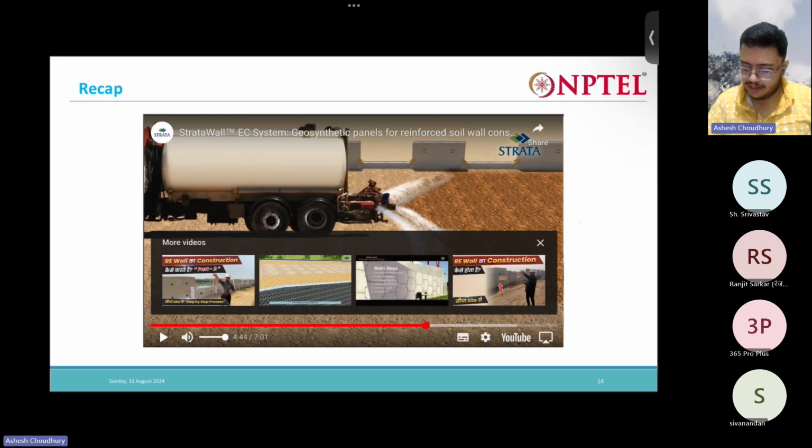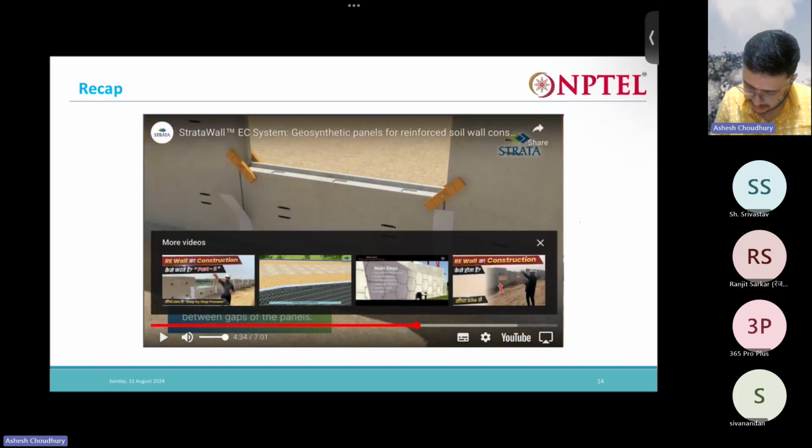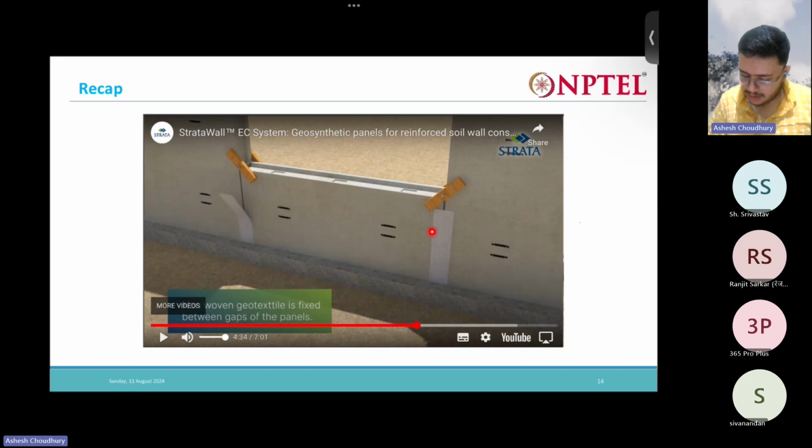This is also very important. You saw that they have pasted some white thing right here. Can you tell me what these are? These are non-woven geotextile. Why are these non-woven geotextiles fixed here? Why are they sealing the gaps with this non-woven geotextile?